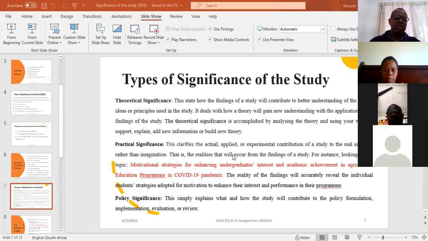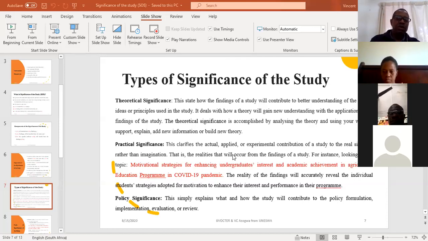Then, having talked about the theoretical significance, we go over to the practical significance. This one that is very common and conversant with all of us. And what does it do? At this point, the researcher tries to clarify the actual, the applied, the experimental contribution of the study to the real situation rather than imagination.